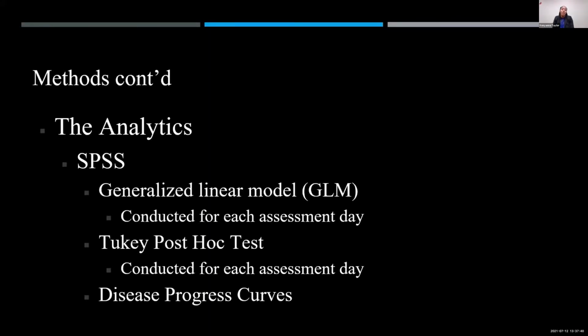Methods continued. For the analytics, I used SPSS, where I conducted GLM and 2 key post hoc tests for each assessment date for the treatments. And I created disease progress curves based on means and standard deviations.